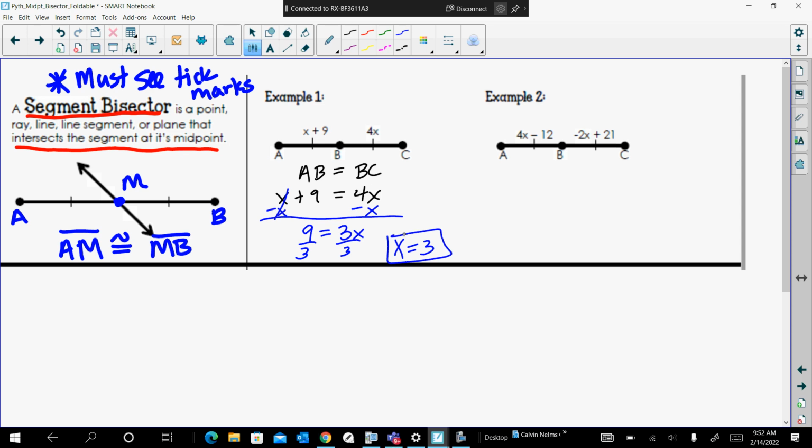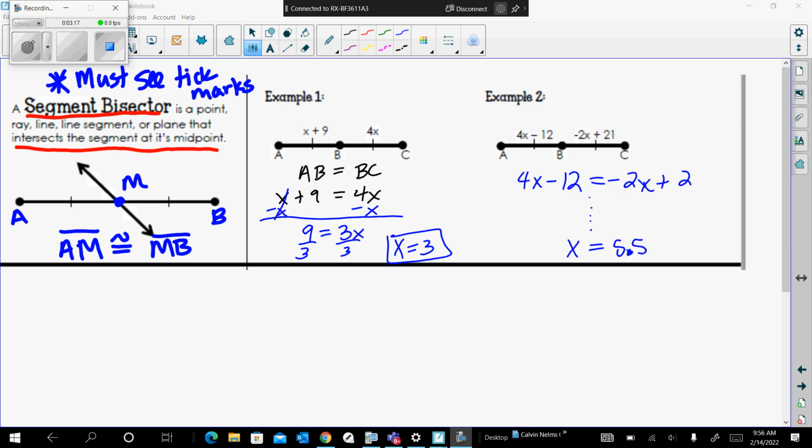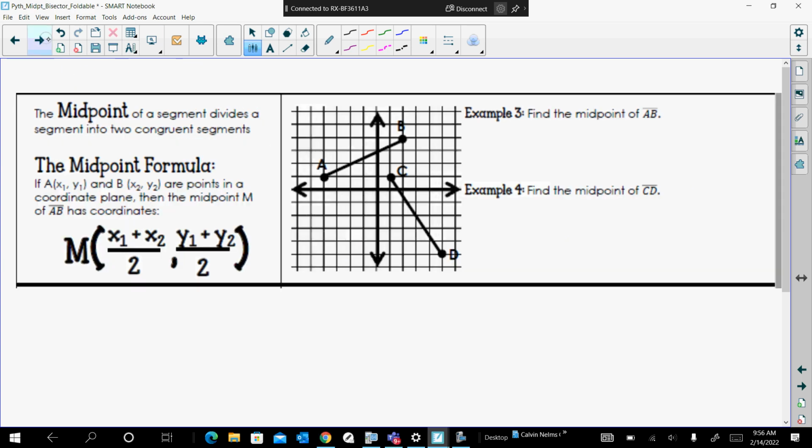Okay? All right. So we did example 1. I want you to try and do example 2 and solve for x. Use our same steps for your setup. Okay, so you should have had 5.5 for example 2.